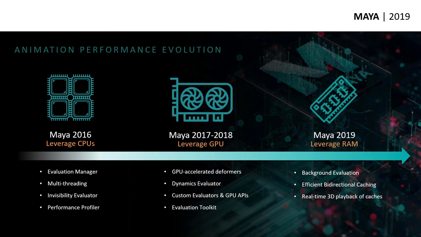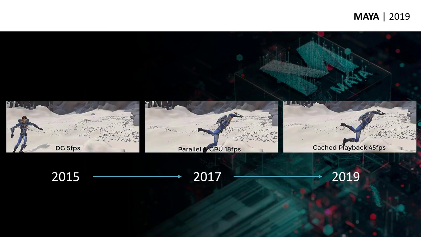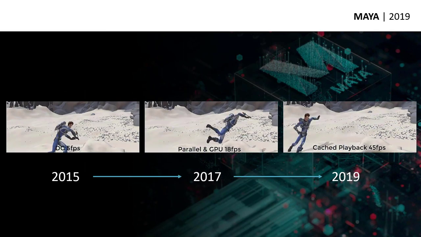But it's essentially a transparent background cache that will pre-evaluate all of your animation for you, store it in cache, and then allow you to pull from that cache instantaneously, or almost instantaneously, in essentially real time, and play that back as fast as possible. So here's just one example of some of the results we're seeing.